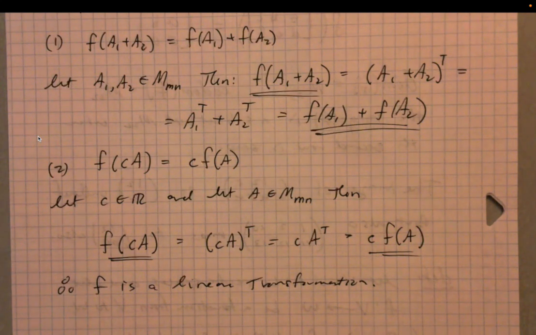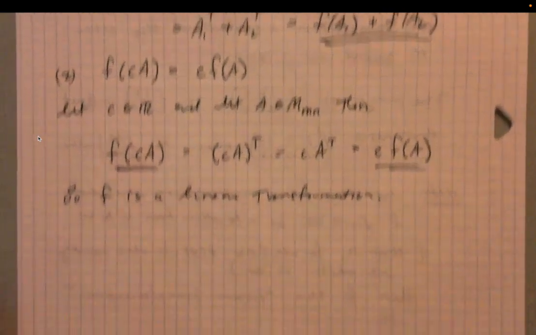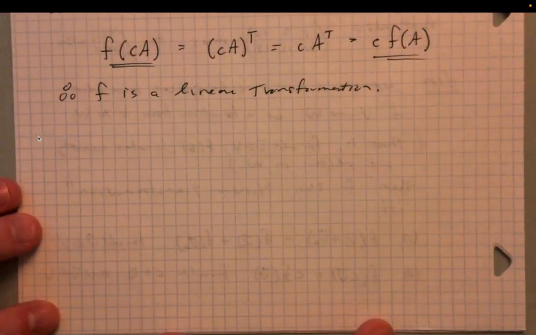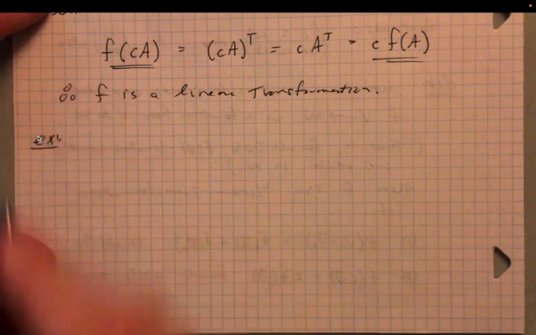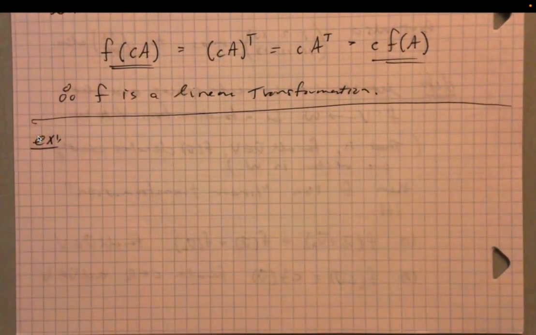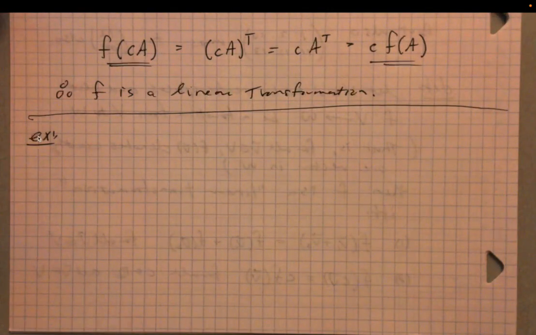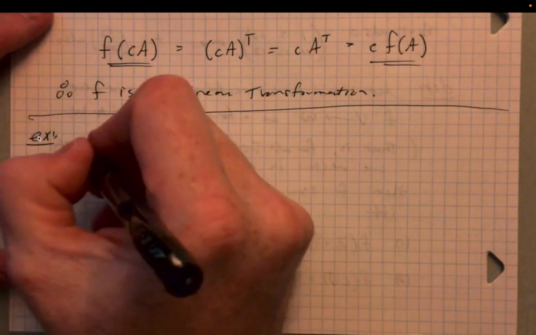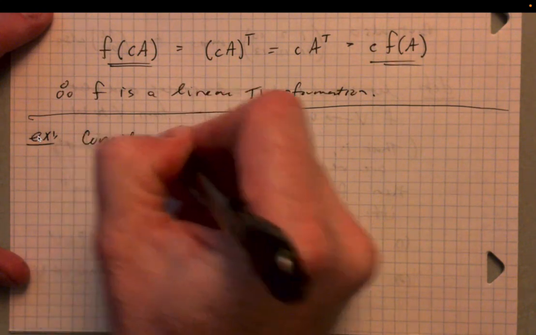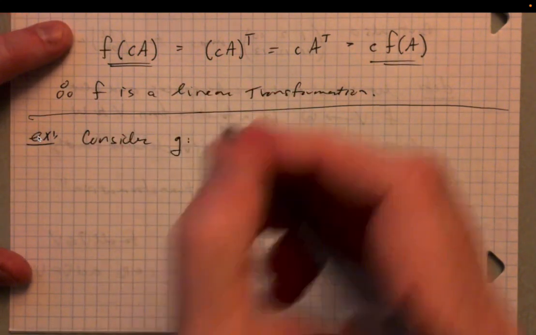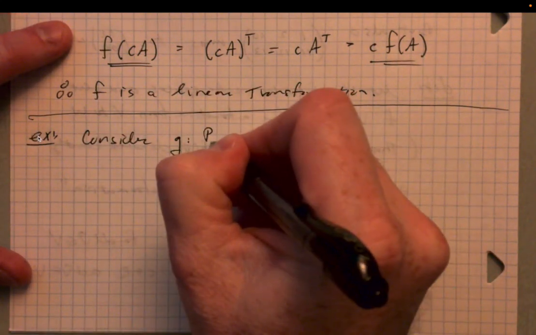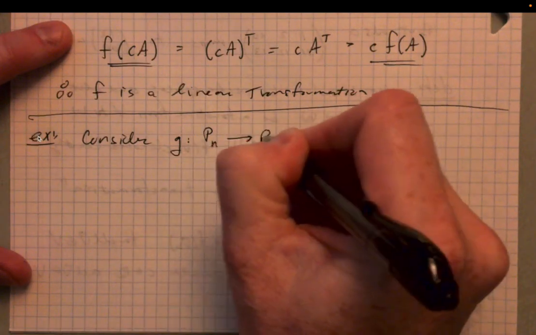Okay, let's take a look at another example. It's good to start with examples. When you define something, you should see some examples of it. It's always the right way to go about it. Let's consider the function, we'll call it g this time, and that'll be from Pn to Pn minus 1.